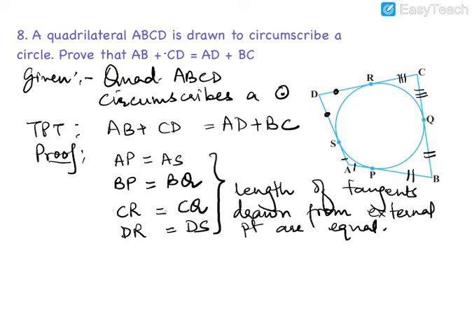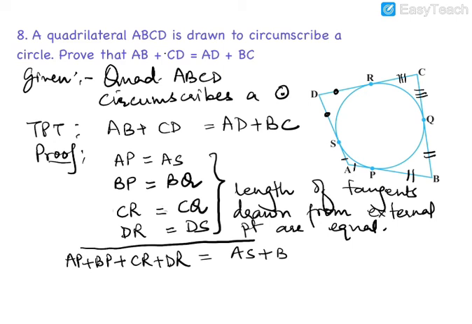Now please do not write theorem 10.1 and 10.2. You have to write down the statement in your answer. And it has to be written only once, even if you are using it 4 times. Now we will add these equations. So on the left side we have AP plus BP plus CR plus DR. On the right side we have AS plus BQ plus CQ plus DS.